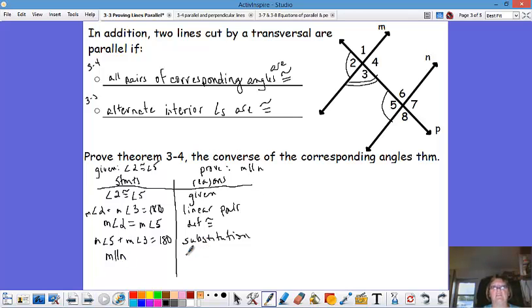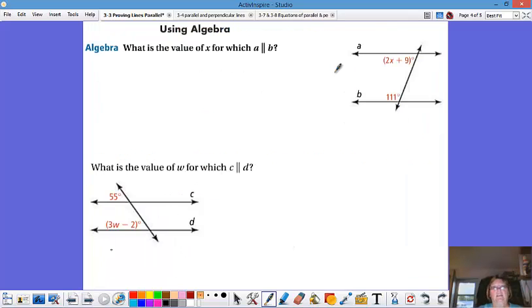So the two lines M and N are parallel because same side interior angles were supplementary. Okay? Very good. You proved that theorem, the converse of the corresponding angles theorem. Good job. Let's go on, and we're going to look at some activities, some problems that will be similar to what we'll see in class tomorrow.